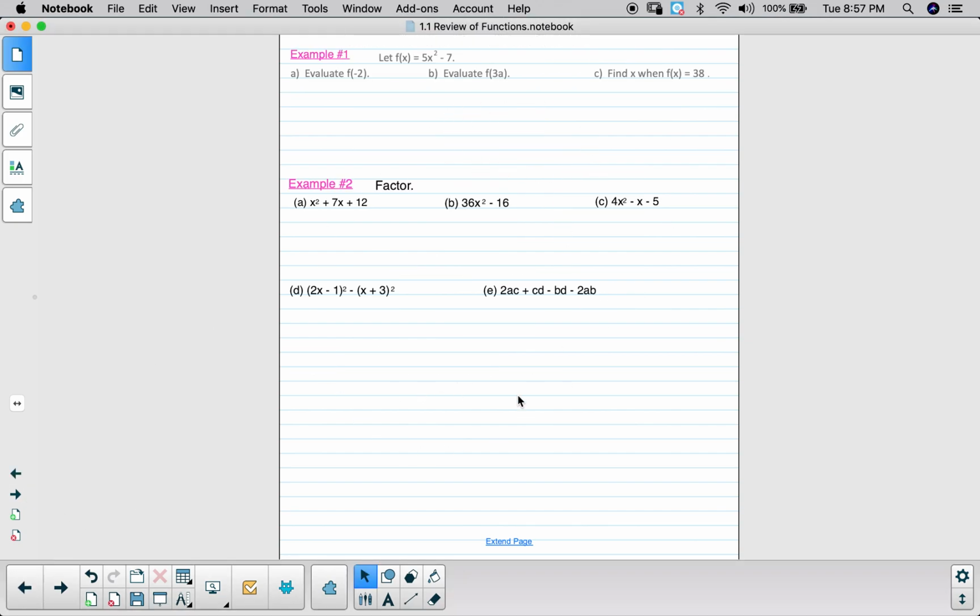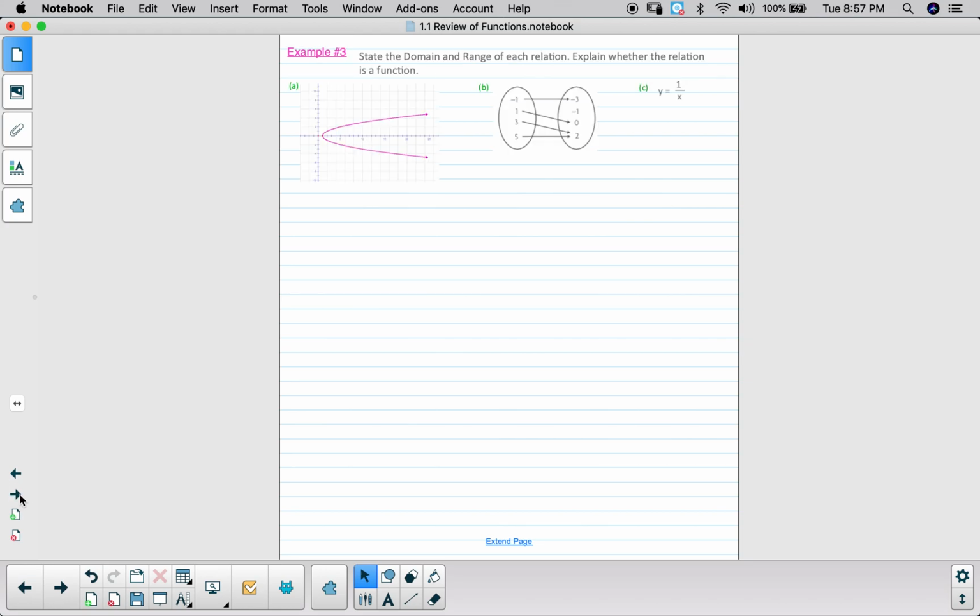So here are the questions that you would need to review: evaluate f of x for those values of x, and also some factoring questions. Now we are going to start with 1.1.